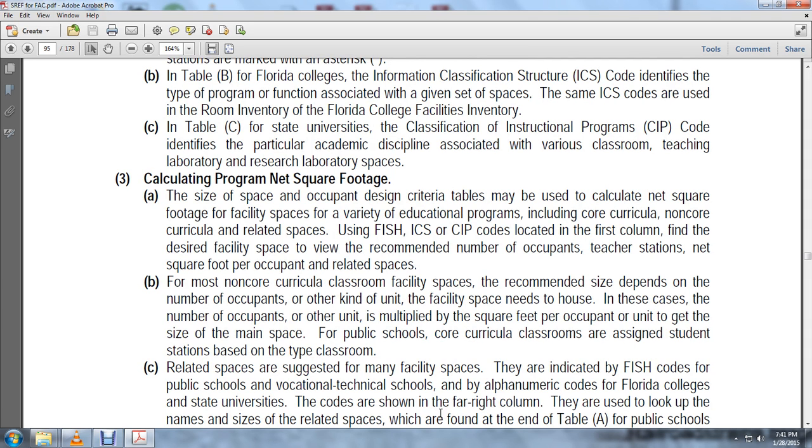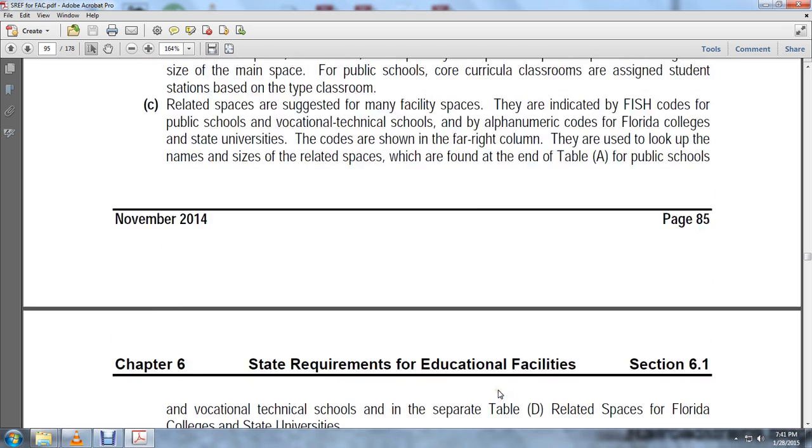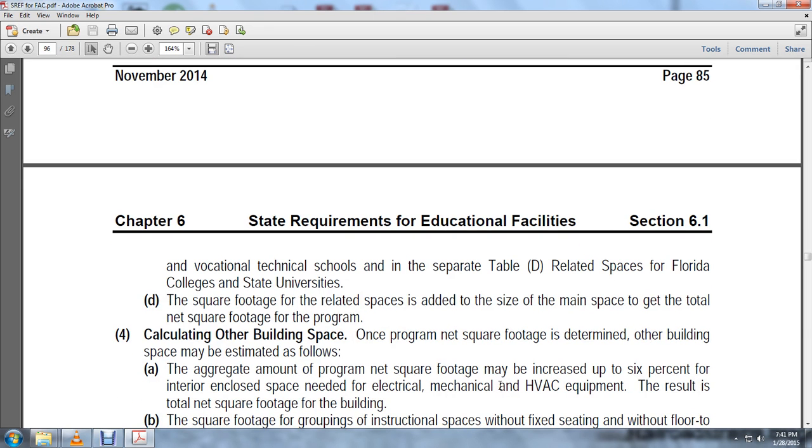For public school core curriculum, classification is assigned for the student stations based on the type of classroom. Related space is suggested for many facility spaces. However, they indicate the FISH codes for the public school and vocational technical school, and alphanumeric codes for Florida colleges and state universities. Codes are shown in the far right column. They are used for locating the sizes of related spaces, which are found at the end of Table A for the public schools and vocational technical schools, and in a separate Table D relating to space of Florida colleges and state universities. Square footage related to space is added to the size of the main space to give the total net square footage.